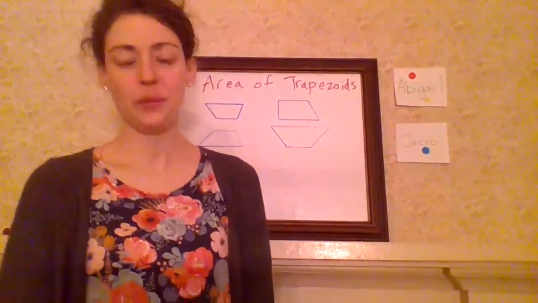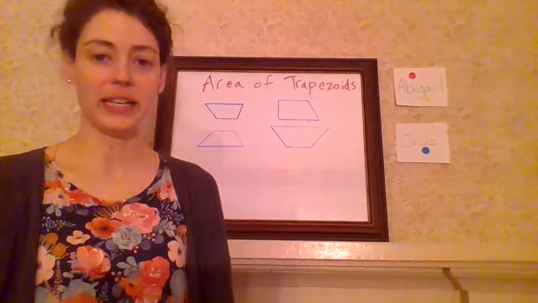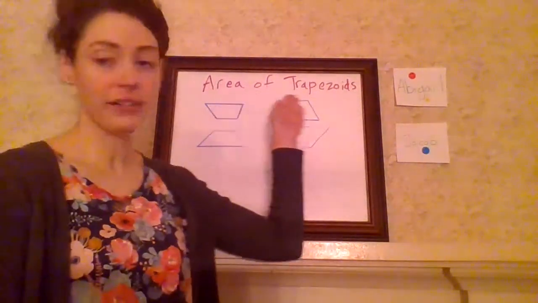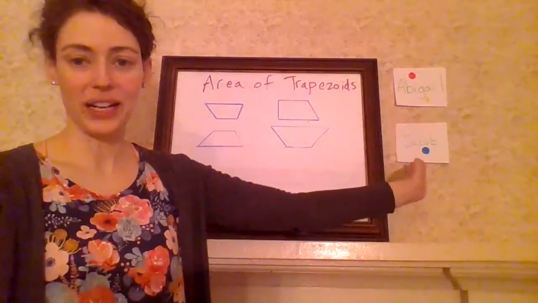Hello, grade sevens. We are continuing our unit on measurement and area, and today we are studying the area of trapezoids. And I just want to point out Abigail's name here and Jacob's name here.